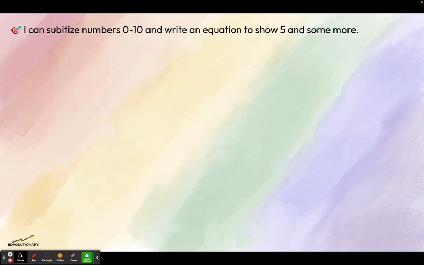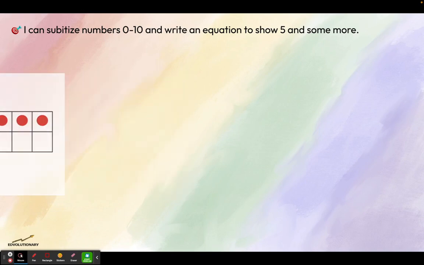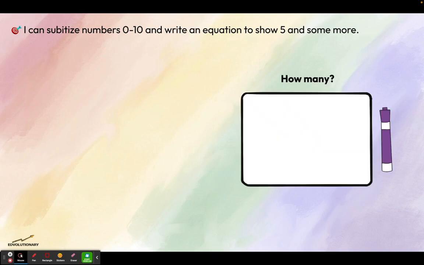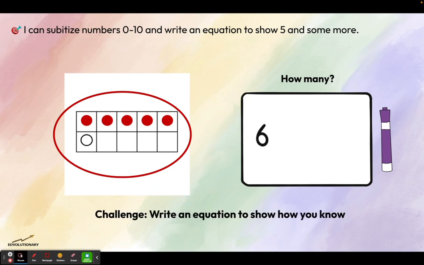Tuesday starts the same way, but then gets more complicated quickly. So you'll show the card, it'll disappear. You'll ask students how many. You'll give them a chance to look. Then you'll show the answer, and then you have a chance for an extension. So it'll say challenge, write an equation to show how you know. And depending on your classroom, you may have introduced equations or not. But what I would do to explain it is I would say an equation shows what parts make up the number 6. So we have 6 there.